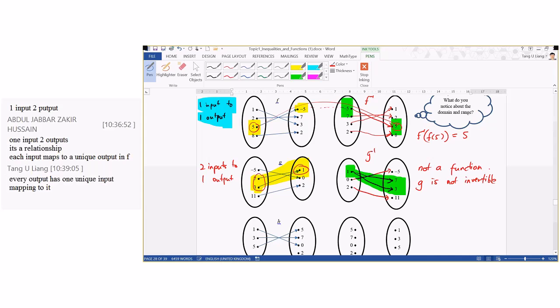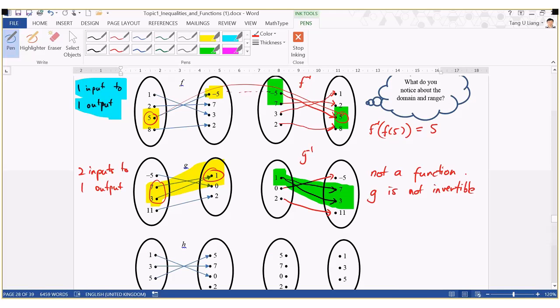Okay. Now we give a special proper name to this property of 1 input to 1 output. We call this a 1 to 1 function. F is a 1 to 1 function, whereas G is not a 1 to 1 function.